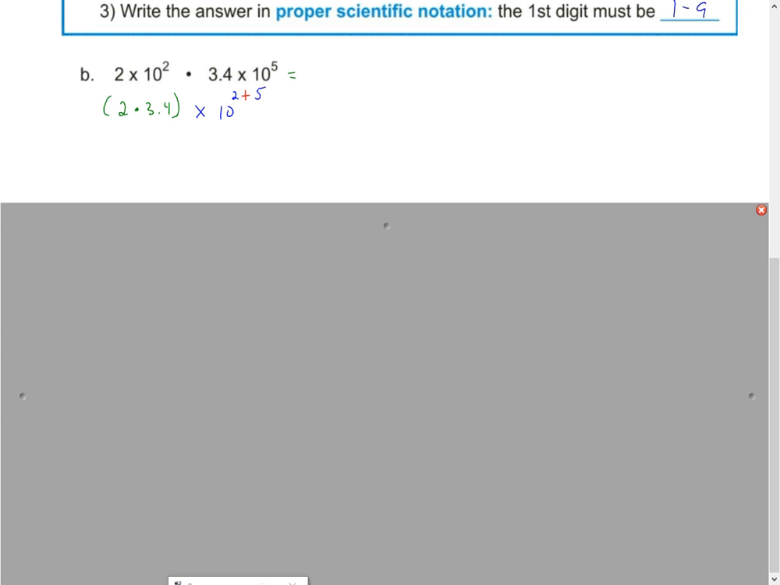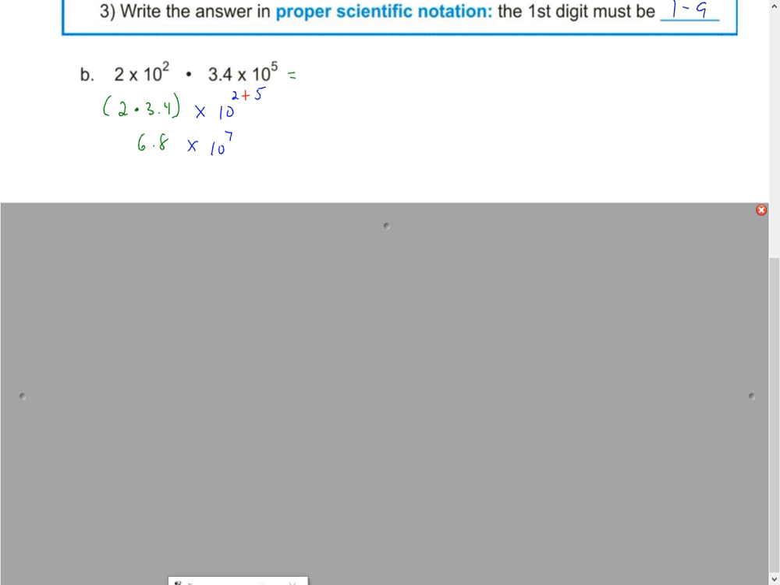Now I'm doing the power of 10 part, right? 10 squared times 10 to the 5th is 10 to the 2 plus 5, right? And I'm showing that rule step right there, which is great. Some of you, until Friday when you get a calculator, may have to do this on the side. Most of you can do in your head, what's 2 times 3.4? 6.8. And hopefully we can all do 2 plus 5 in our head.